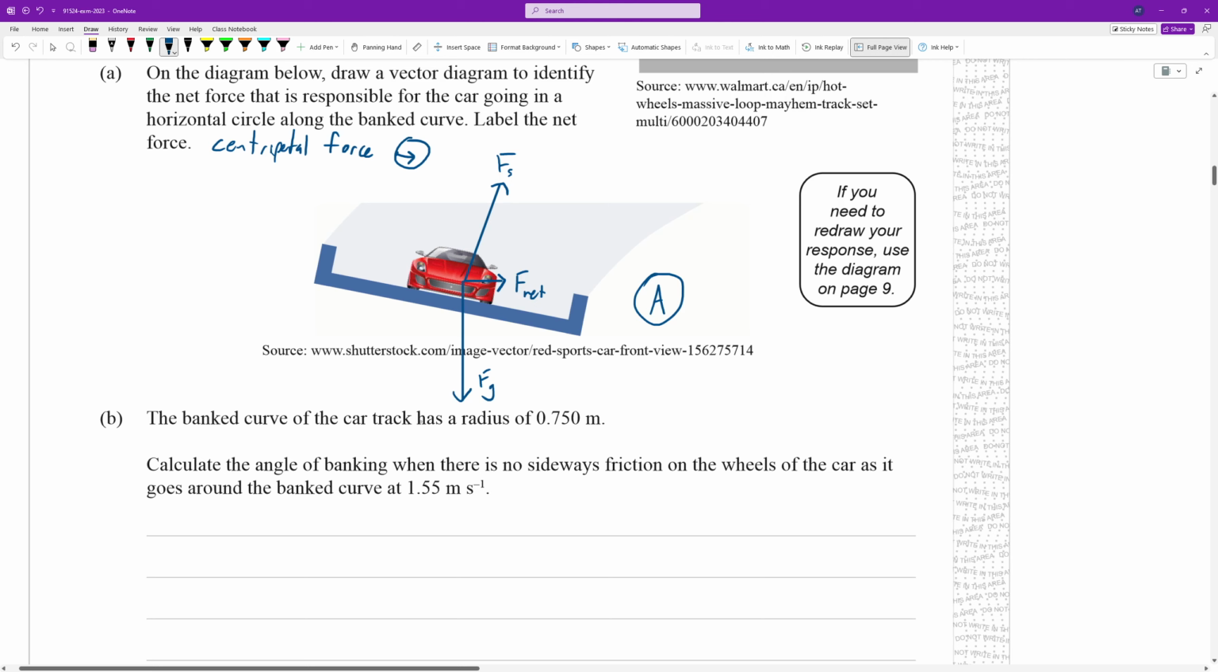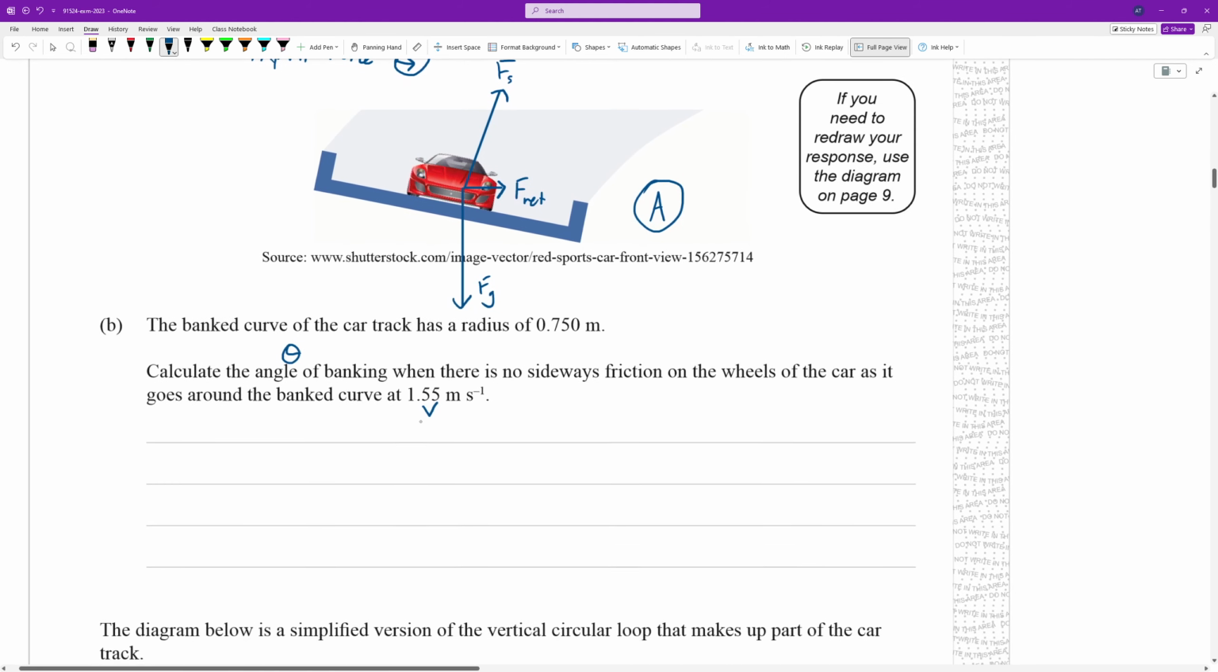Easy. Now we're told that the banked curve has a radius of 0.75 meters. Okay, so the radius of the circular track. And we're asked to calculate the banking angle, ignoring friction, right, which is why I didn't draw that on our vector diagram. Well, it's moving at a speed of 1.55 meters per second.